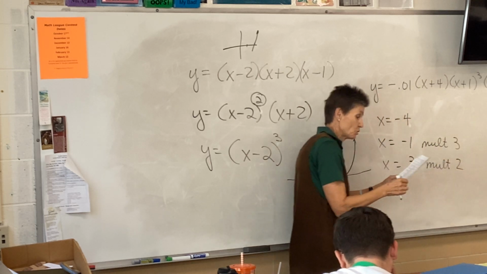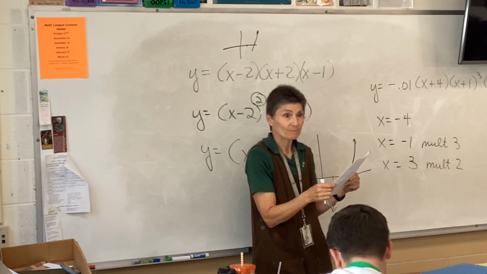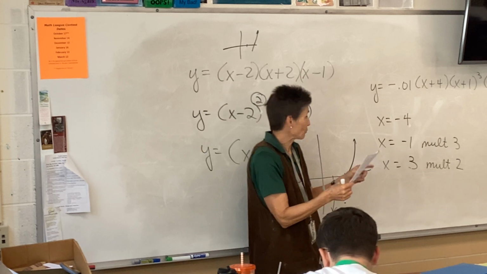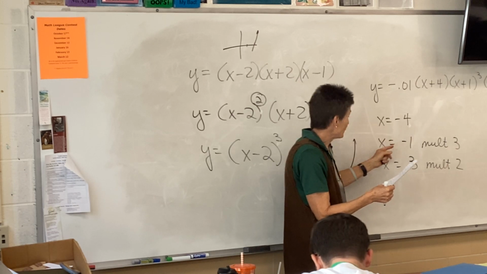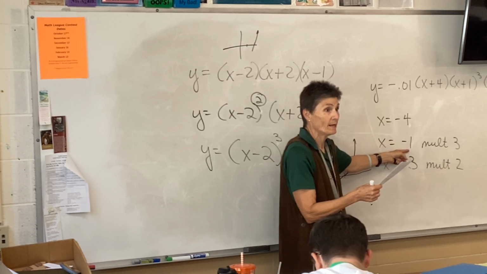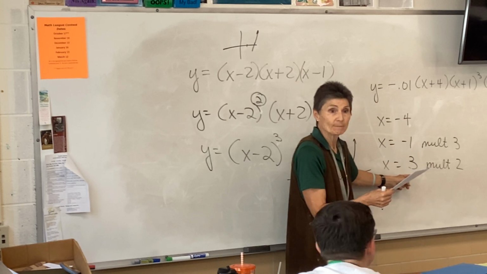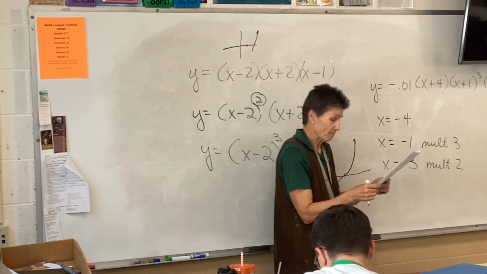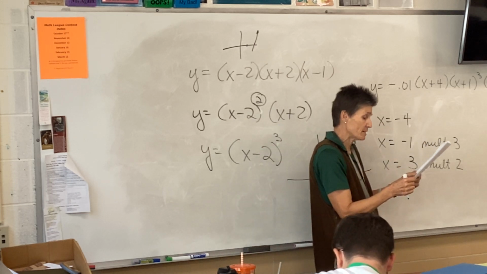So look at the picture. Does that jive with what happened in the picture? Did we pass through at negative 4, just like we thought? Did we squiggle through at negative 1, and then we bounced off at 3? Perfect.